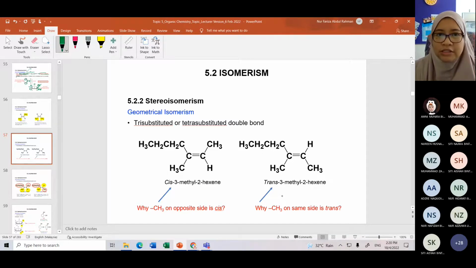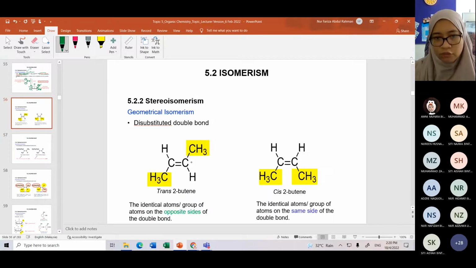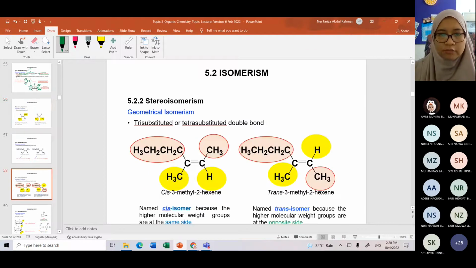Okay. Now, let's say the molecule has complied with both rules just now. How are we going to assign the cis and trans? How are we going to assign this is cis and this is trans? You have to identify in terms of the molecular weight, based on the molecular weight. So you focus on the double bond. So this is the double bond.